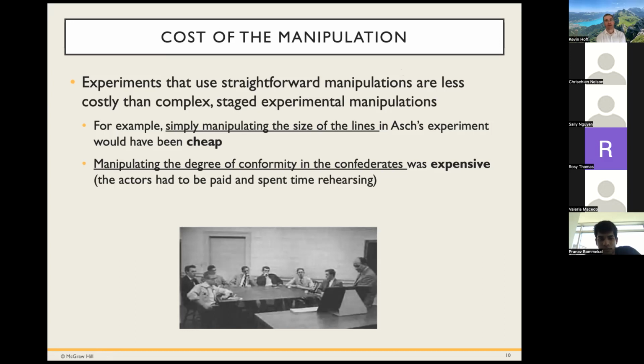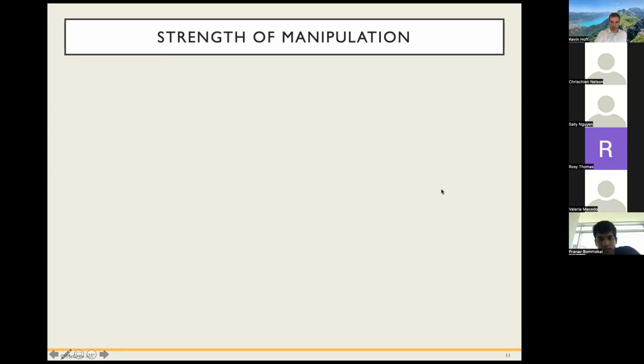But to do the level of manipulation that they did, where it was a staged manipulation and lots of different variations of it, that costs a lot of money because they have to pay the actors. They had to spend time training them and rehearsing. So that's something to keep in mind when, again, planning different types of manipulations.